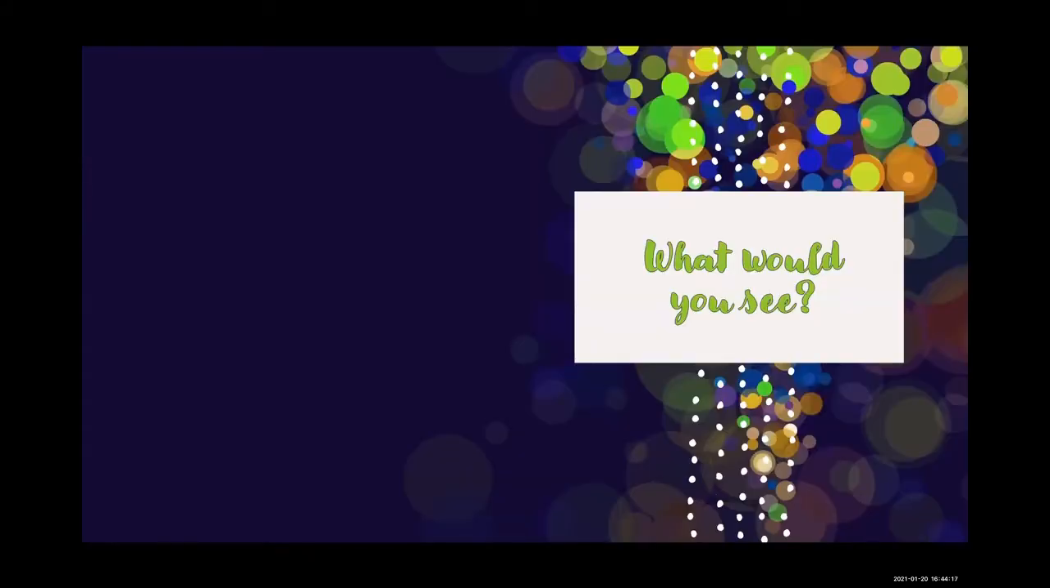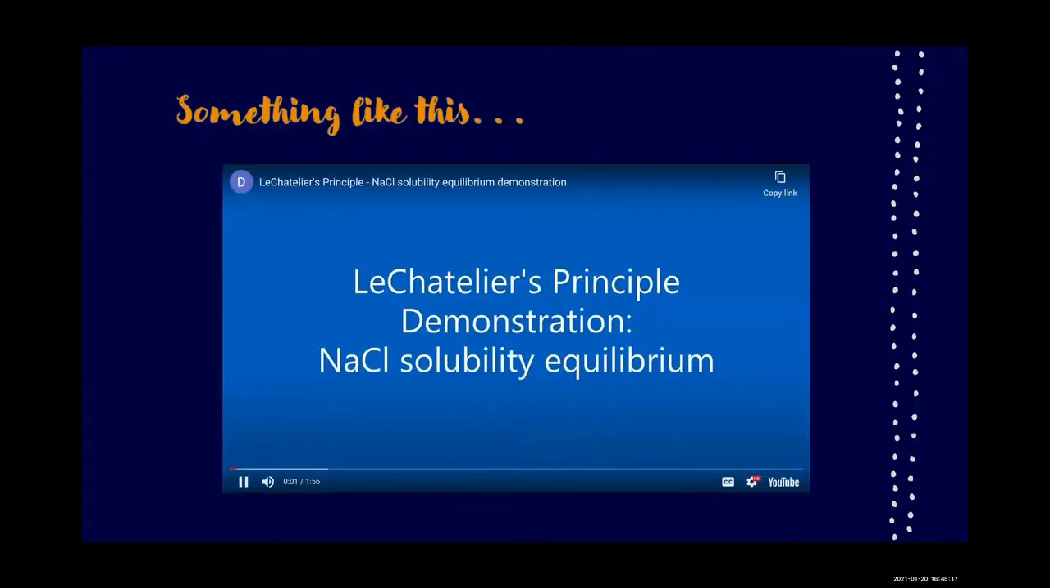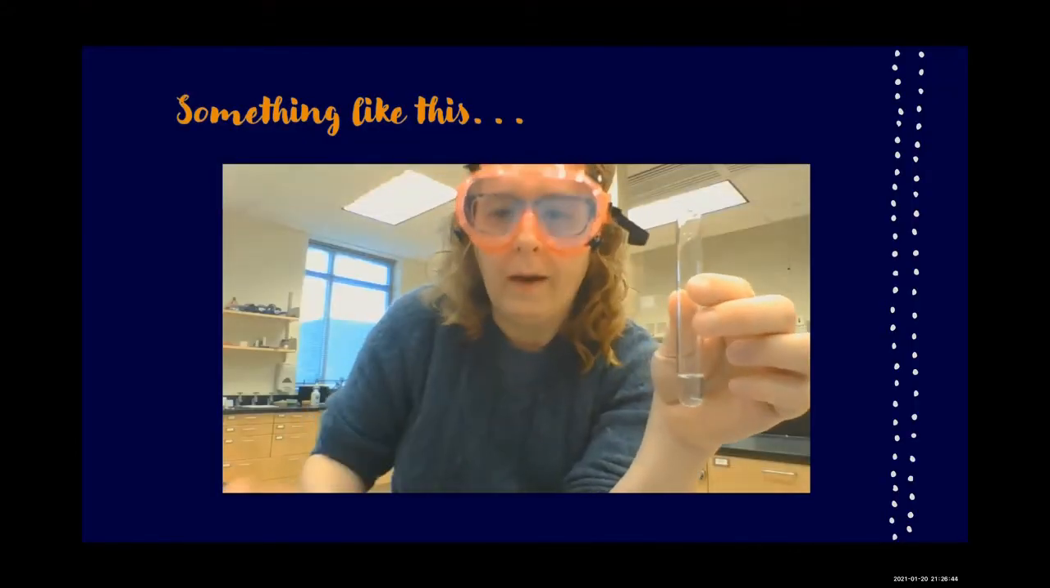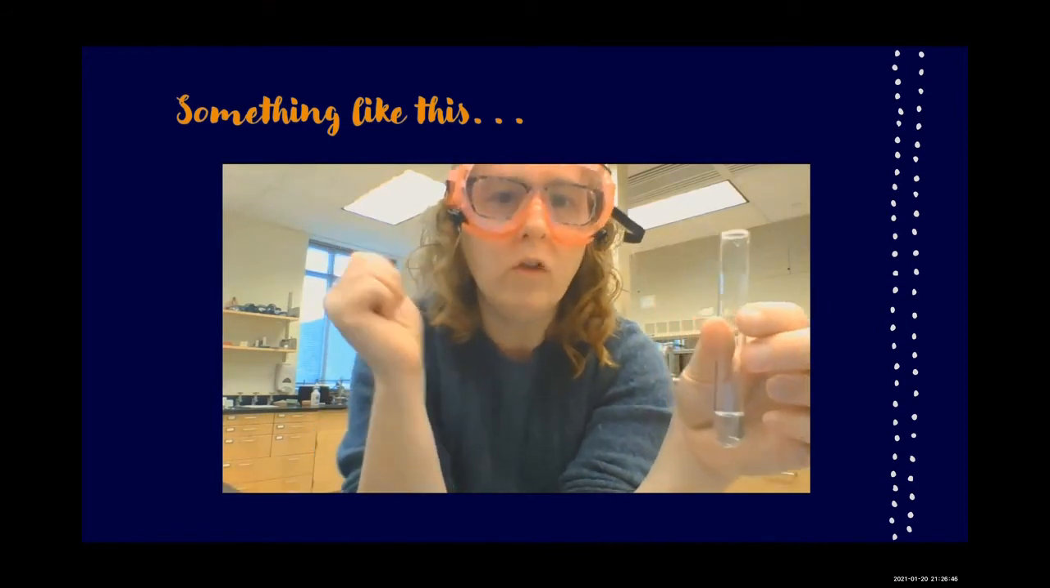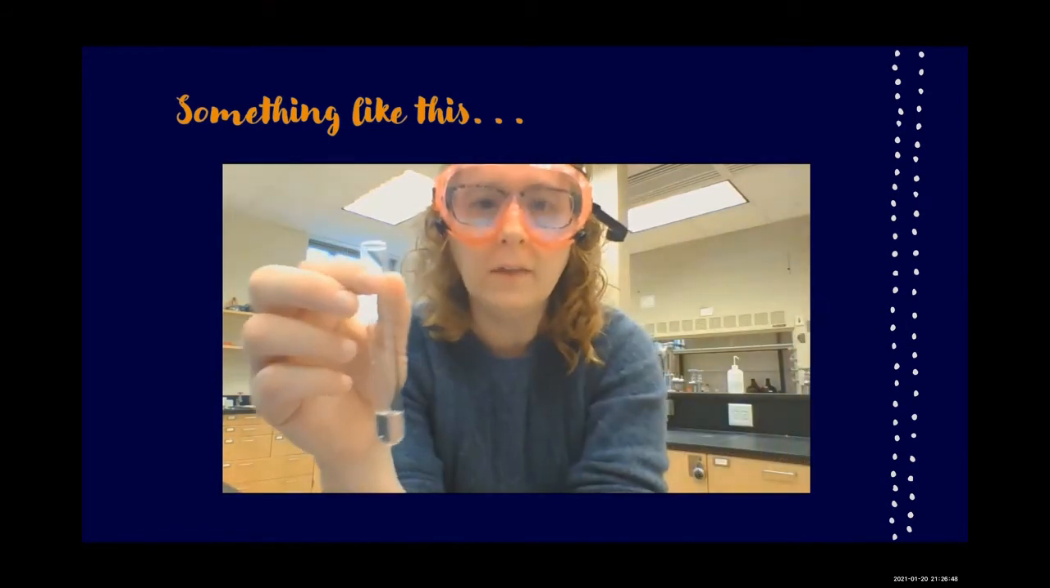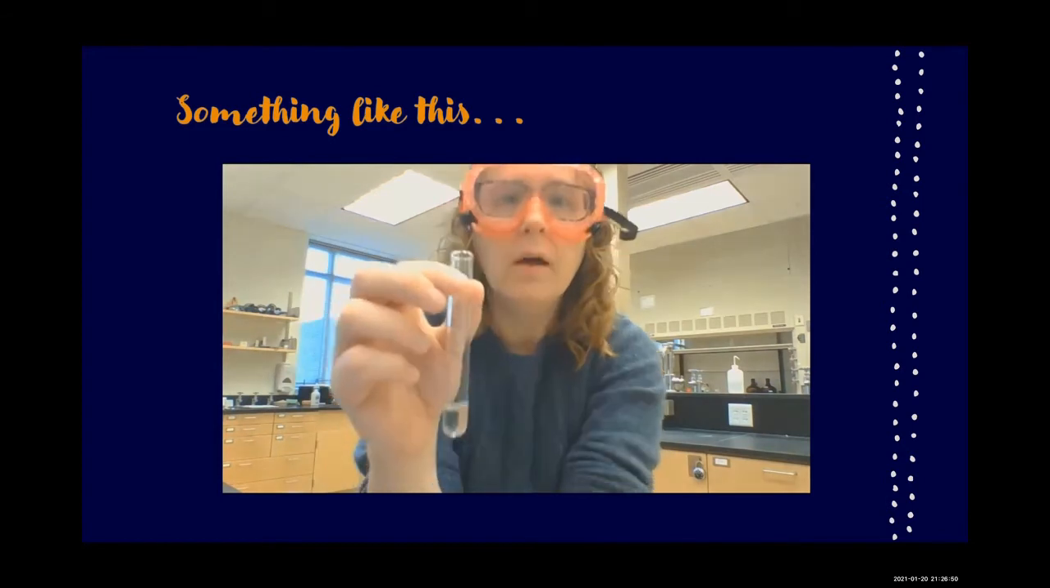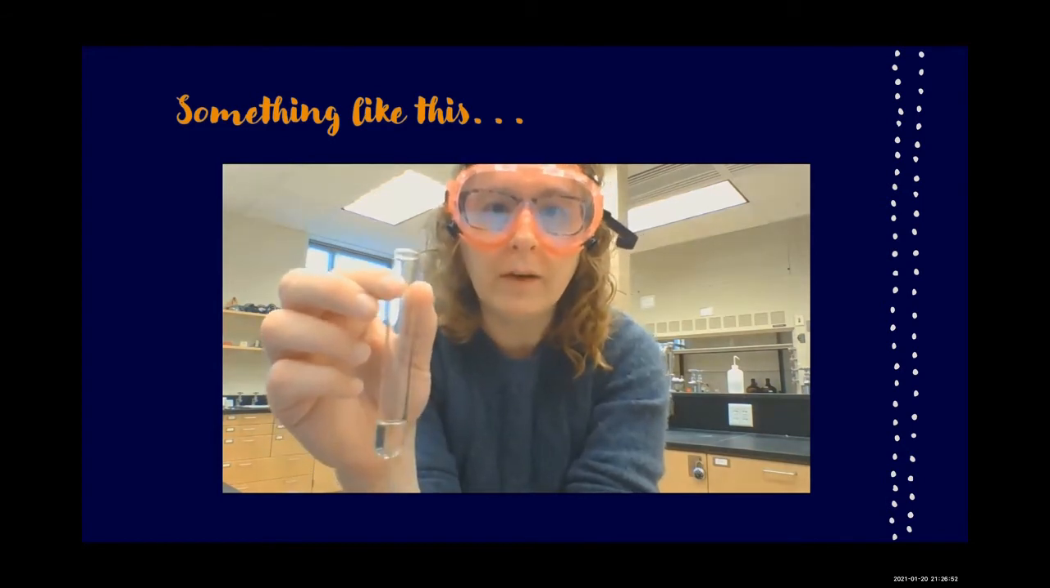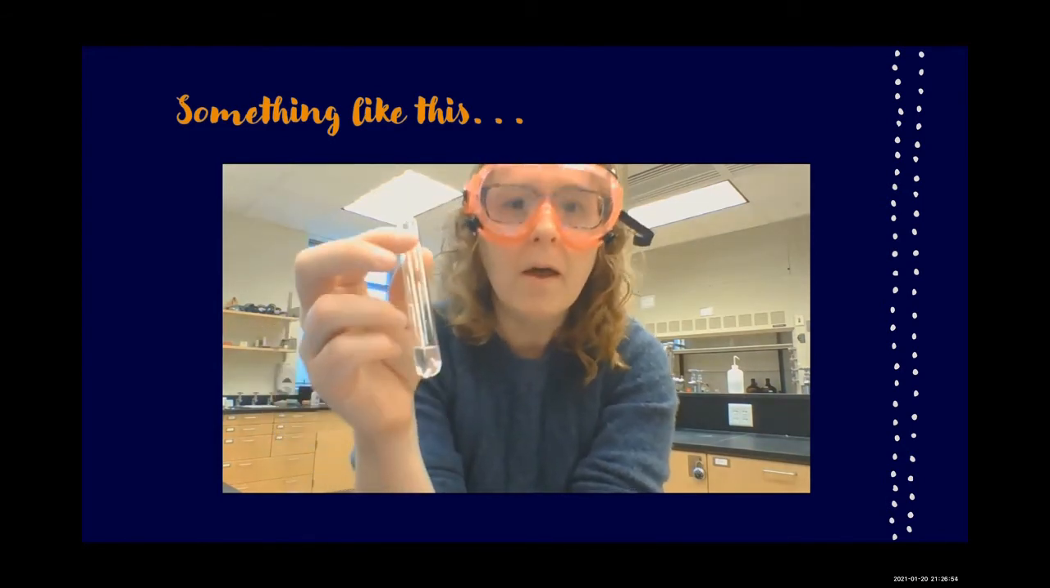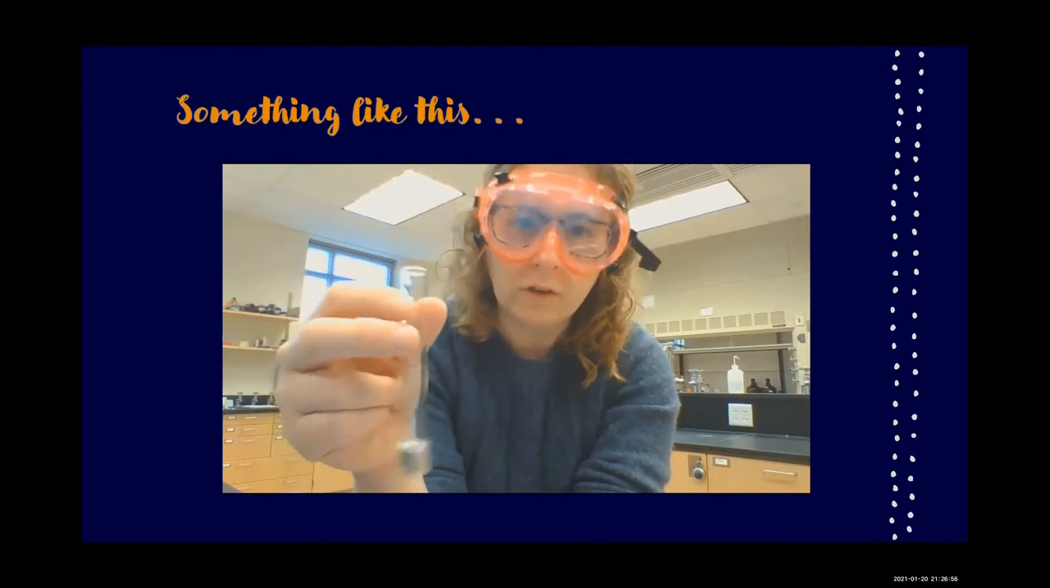If performing this in a lab, what would you see? You'd see something like this. Alright, so welcome to this demonstration where we're going to look at LeChatelier's principle, the idea that I can shift equilibrium from one side, from a reactant side to a product side or back again by manipulating my reaction conditions.